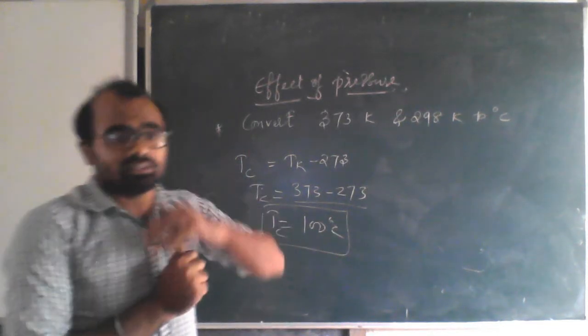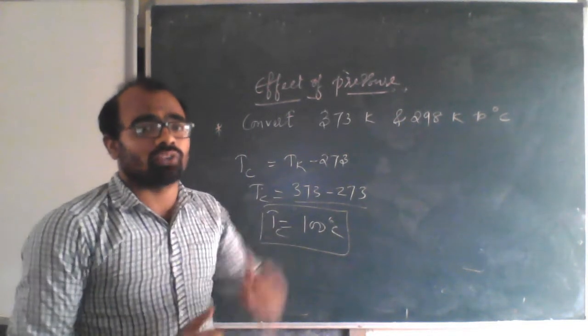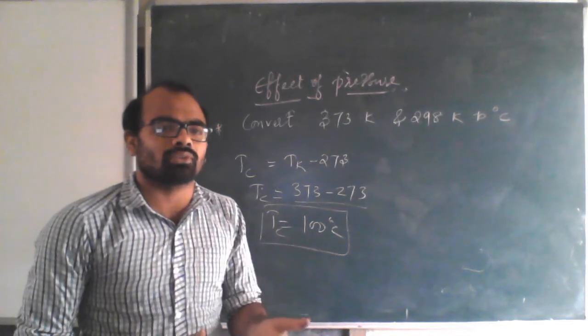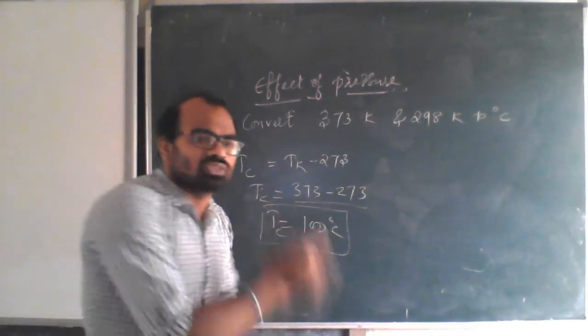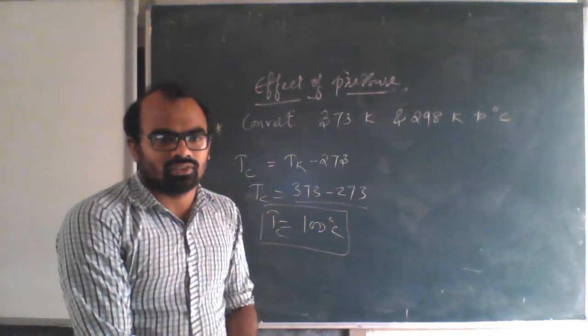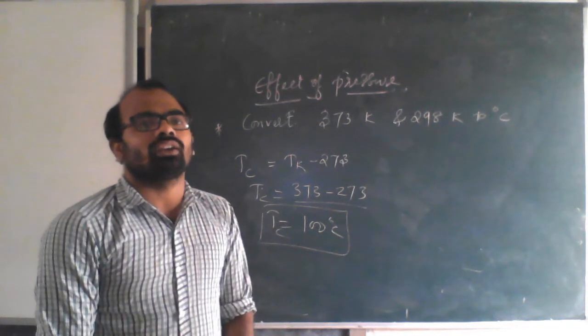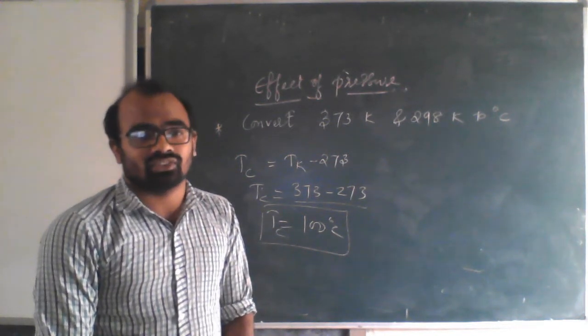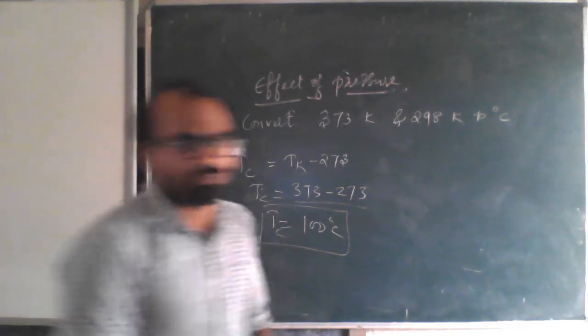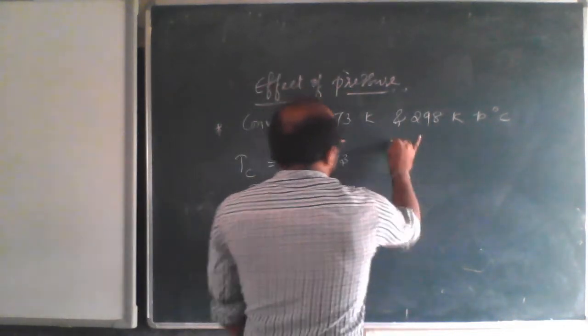So that is temperature. If you convert 24 degrees Celsius to Kelvin, what will it become? 24 plus 273. How much will it become? 297. 297 Kelvin.